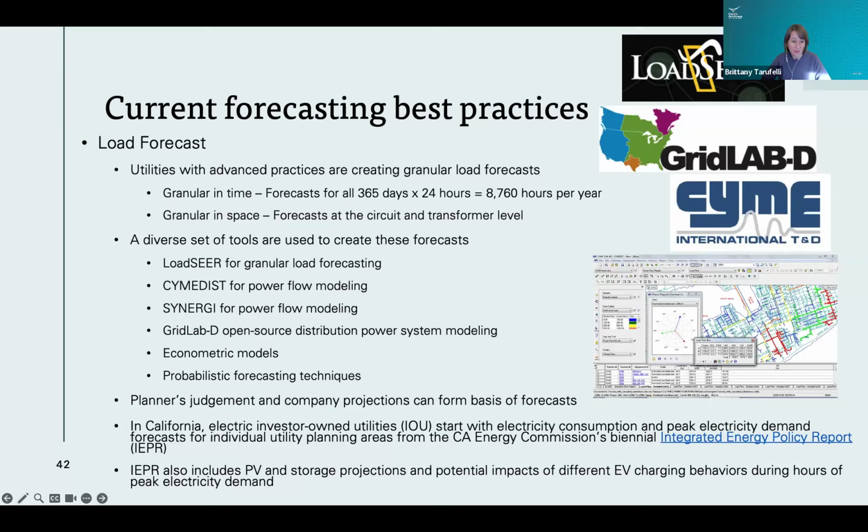And then I did also want to highlight, as JP mentioned, that an interesting model is the California Energy Commission's Integrated Energy Policy Report, where the California Energy Commission determines a forecast for the state, and then the utilities work with that forecast for their planning. Next slide, please.